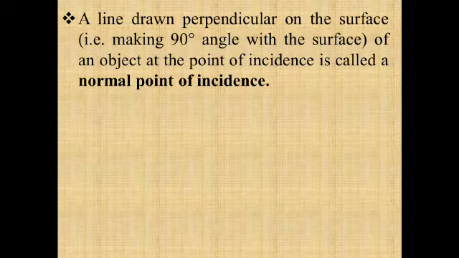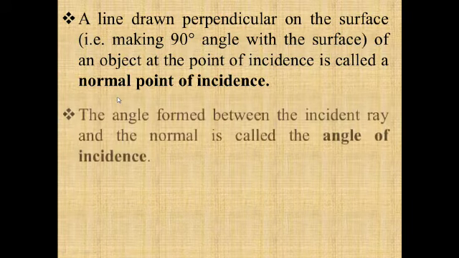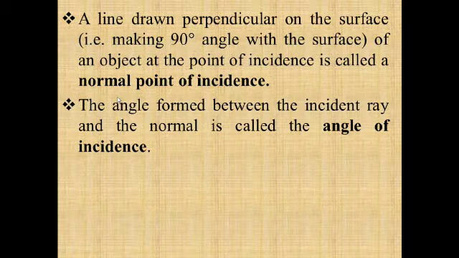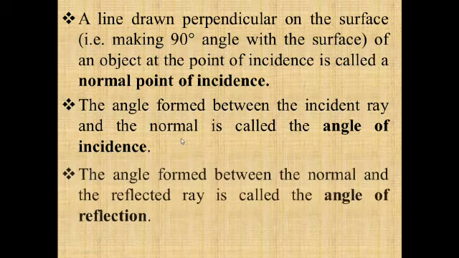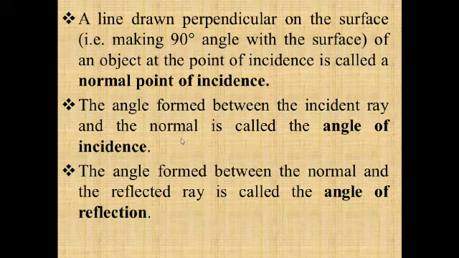Next is the normal at the point of incidence. It is a line which is drawn perpendicular to the surface, that is, it makes an angle of 90 degrees, and this line is considered where we see the reflection of the light. So that is known as the normal at the point of incidence. Now the angle formed between the incident ray and the normal is called the angle of incidence. Similarly, the angle formed between the normal and the reflected ray is called the angle of reflection.